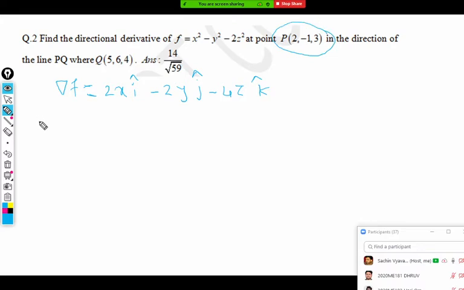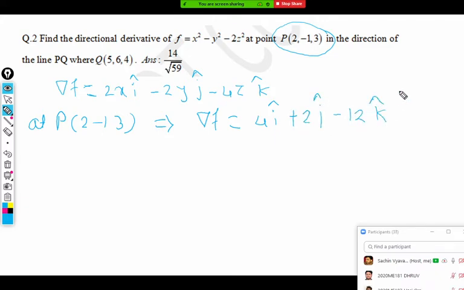So we'll say at point P, which is (2, minus 1, 3), del f is equal to 4 i cap plus 2 j cap minus 12 k cap. So this one gives us the vector at a particular point.